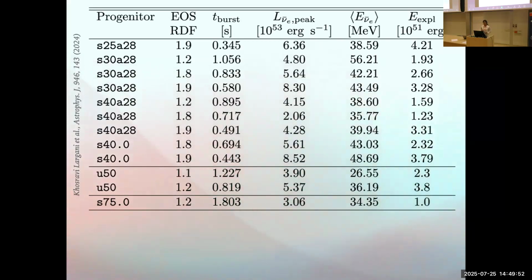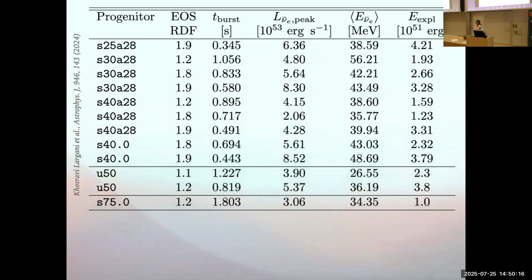Different progenitors, from 25 solar masses up to 75 solar masses, with different equations of state that go through the first order QCD phase transition, give us different values of the burst. This is related to the second burst of electron antineutrinos. The luminosity peaks are shown here, along with the average energies of electron antineutrinos and the explosion energies.